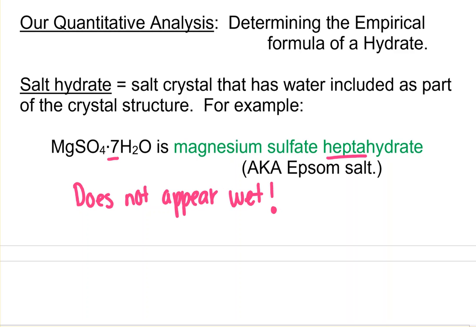It just looks like a crystal, like a solid, but when you heat it, that water will leave and you'll be left with just the anhydrous salt. So this is not the hydrate we're going to deal with, but what we are going to do is to determine what this number is for our salt. That's our quantitative chemistry, is to determine how many water molecules are bonded into that crystal, what the ratio is.